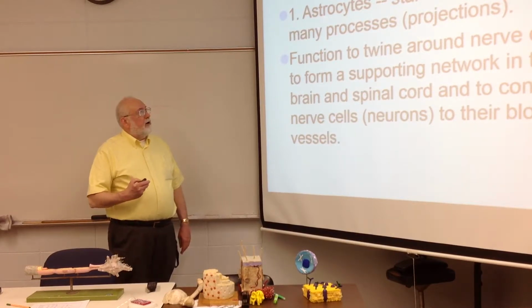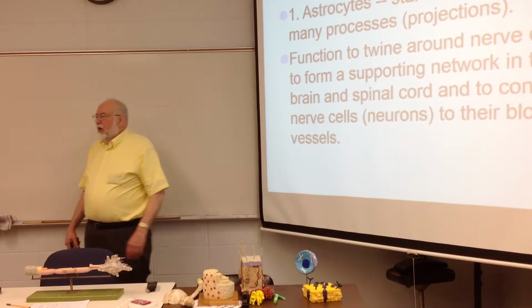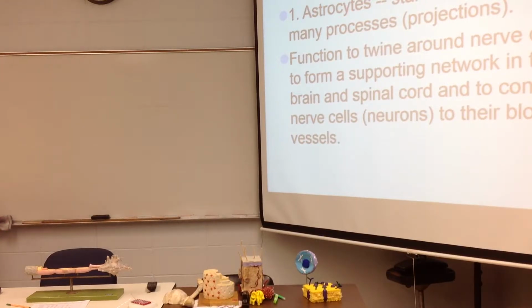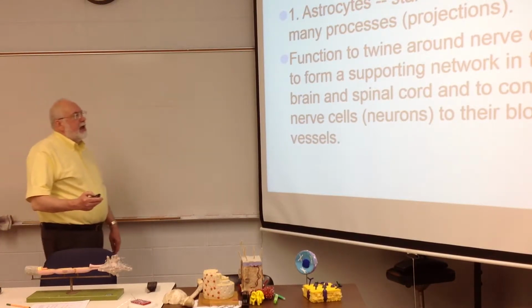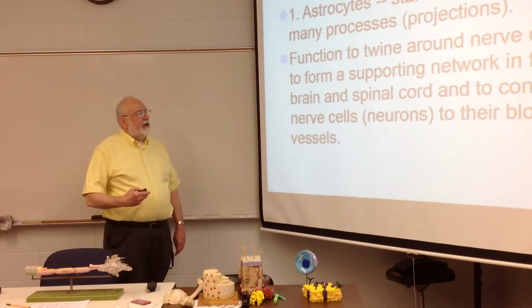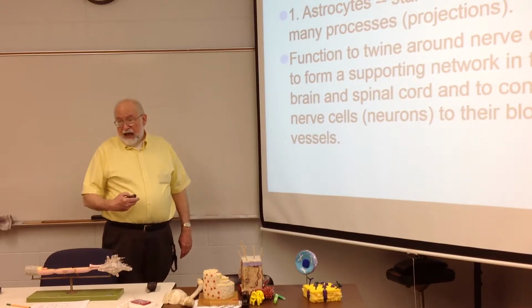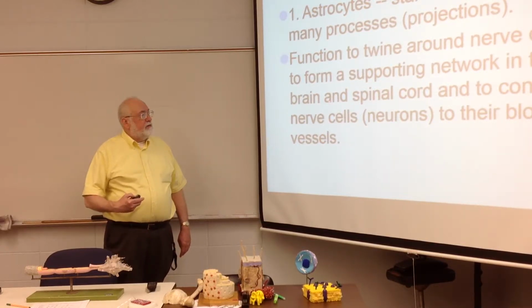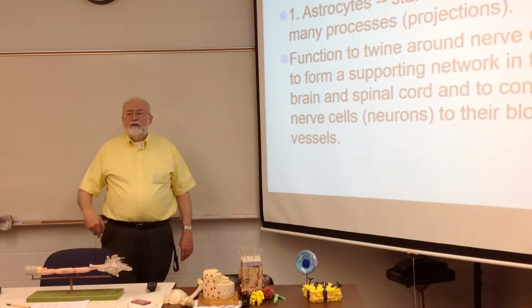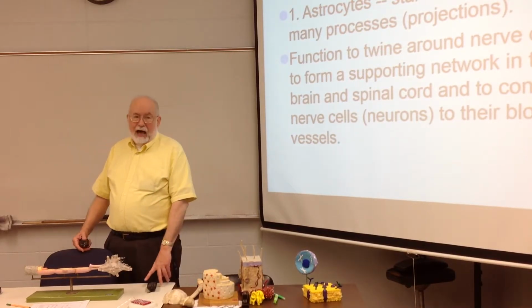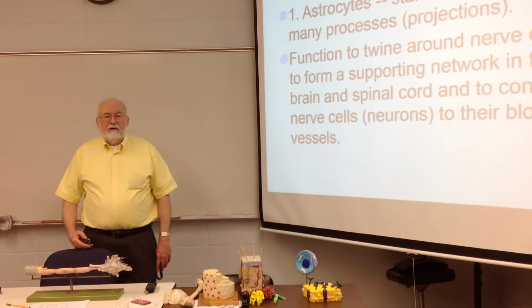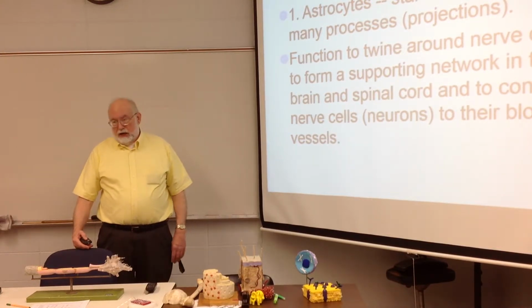And the first one are what are called astrocytes. Well, astro means star, basically. So, therefore, these have a lot of little star-like projections from them. And they are there to primarily twine around the neurons and the capillaries that you find supplying nutrients to them, and they help to connect the neurons with their blood supply. All right? So they're there to basically support and help nourish the neurons.